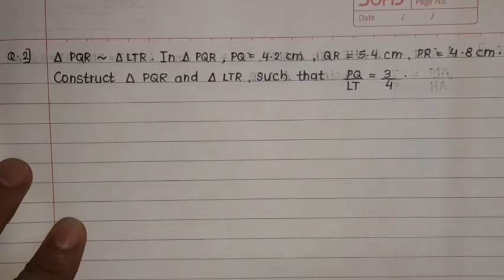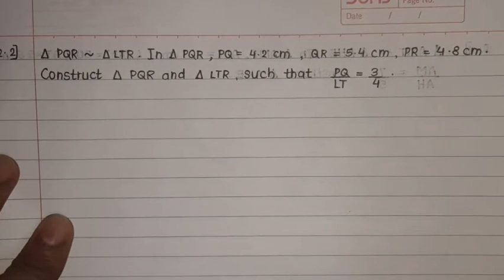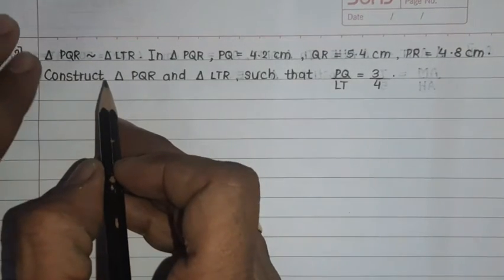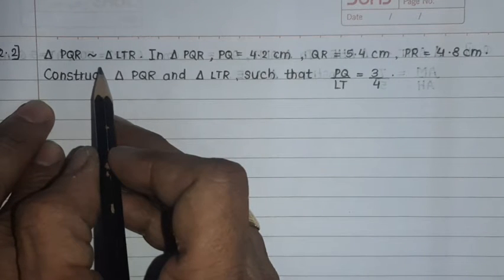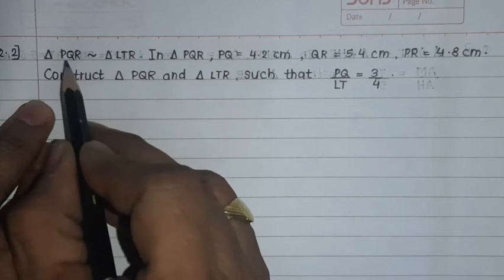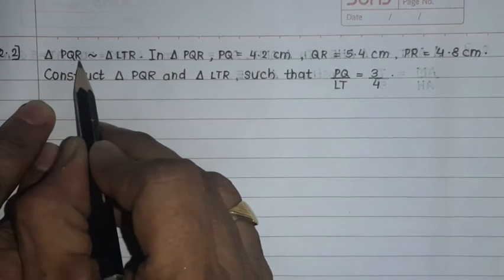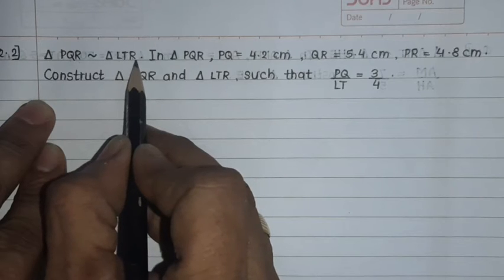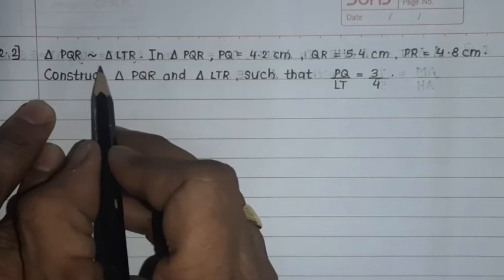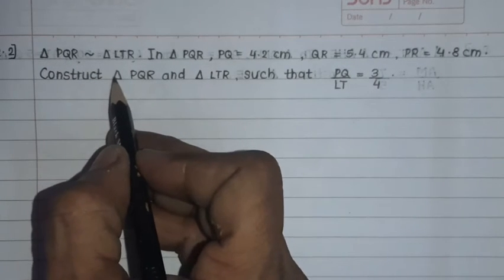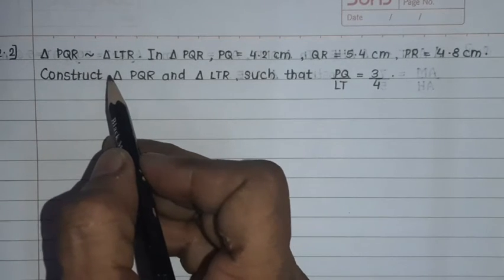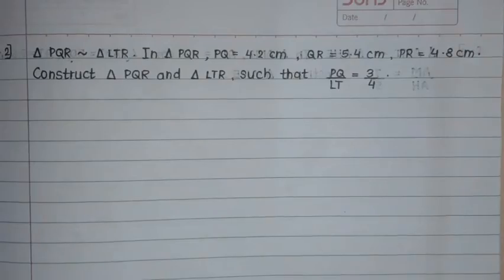Triangle PQR is similar to triangle LTR. Now observe, just now I told you that when we have to see the question, first of all we have to observe the vertices of PQR and LTR. If we observe the vertices, one vertex R is common in both triangles. Dear student, one vertex is common. In the previous sum, there is no common vertex.